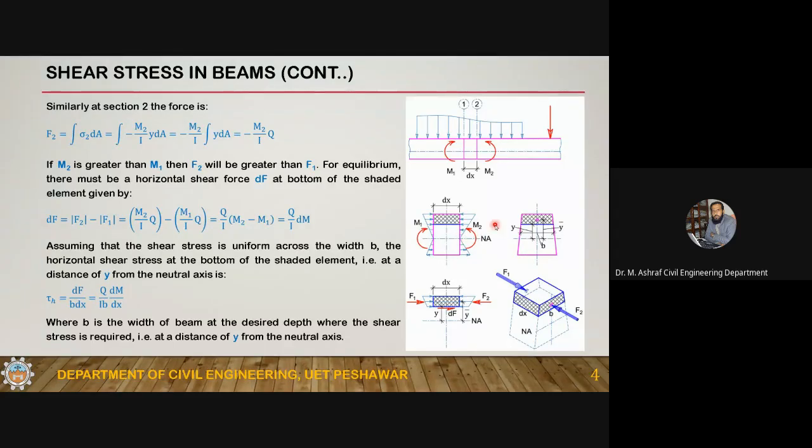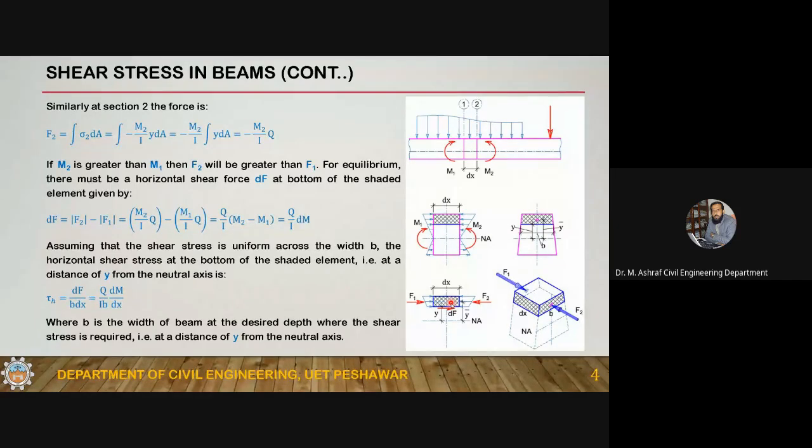So I want to get a positive change in bending moment. That's why I'm taking M2 as greater than M1. Okay, so dF is equal to F2 minus F1. So you will get a force here. If this is F1 and this is F2, this element is not in equilibrium. Since this beam is in equilibrium, this portion is in equilibrium, so this portion must be in equilibrium.